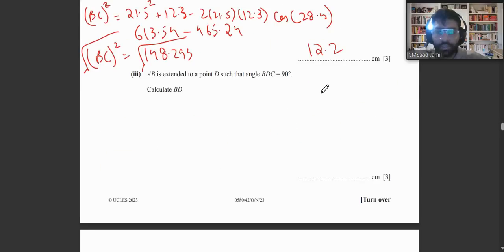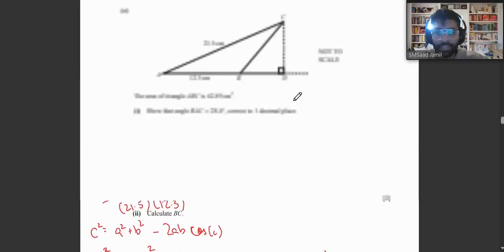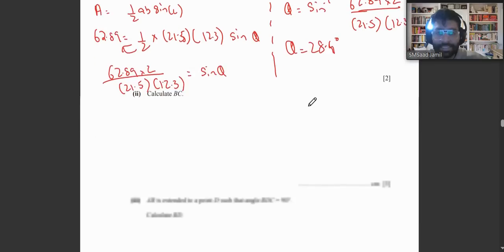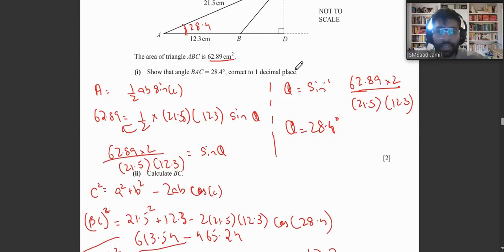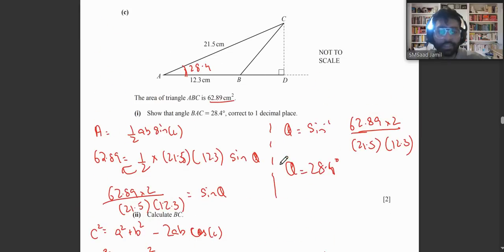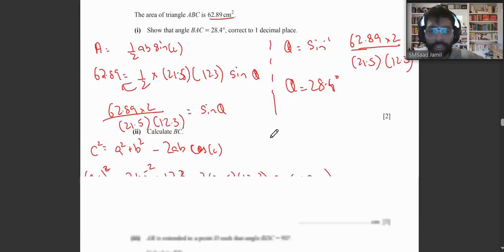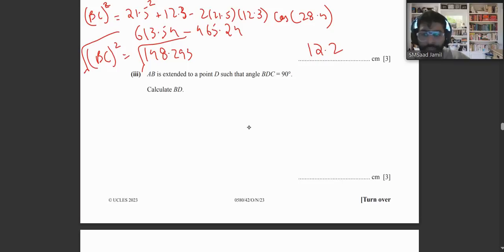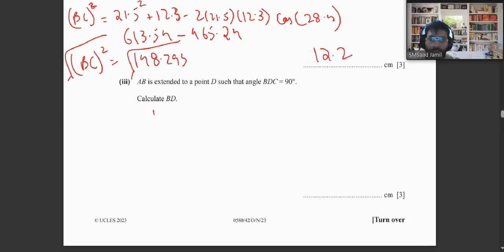AB is extended to the point D such that angle BDC is 90, which means that BDC is 90, okay? Calculate BD. They're asking you to calculate this length of BD. Look, what I'll do, I'll just make the whole diagram over here for you guys. Let me make a neat diagram. I want to make a good diagram. Let me zoom it in a bit too.